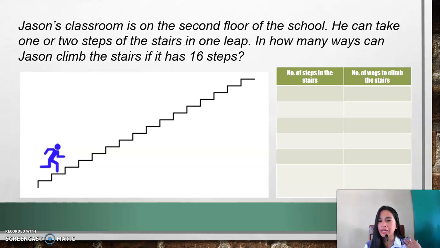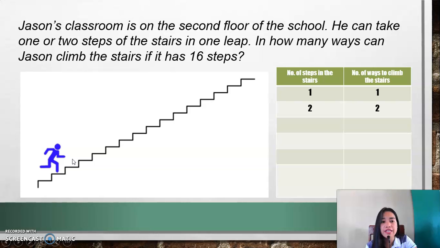Okay, what we will look for now is the pattern of how many ways he can climb a certain number of steps. So if you have one step in the stairs, if you have this one only, how many ways can Jason climb the stairs? Of course, there's only one. How about if you have 2 steps? How many ways can Jason climb the stairs? Probably he takes them one at a time, 1, 2, and the other one, he takes both at once. So we have 2 ways.